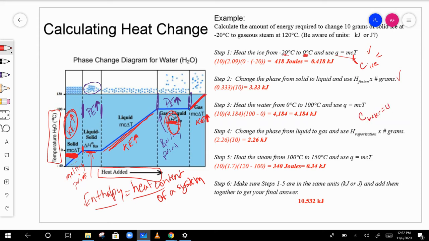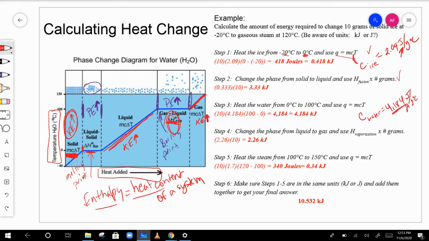So the C of water here is 4.184. We're very familiar with that one, 4.184 joules per gram degree Celsius. But ice is different. Ice is actually 2.09 joules per gram degree Celsius. So be careful of that, 2.09 instead of 4.184. Now also be careful because this is in joules.